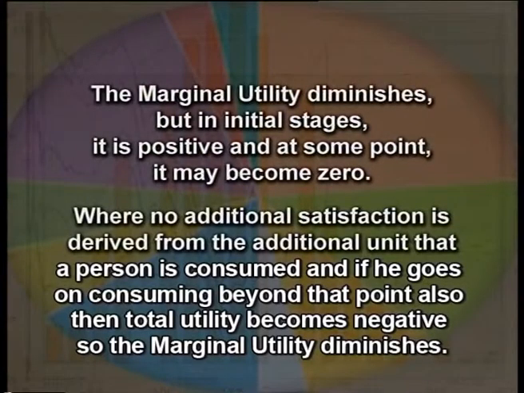That is where no additional satisfaction is derived from the additional unit that the person has consumed. And if he goes on consuming beyond that point also, then marginal utility becomes negative. So he has disutility. So marginal utility diminishes, but initially it is positive. Subsequently, it may become 0 and then go on to become negative. So, this can be explained with the help of a table.